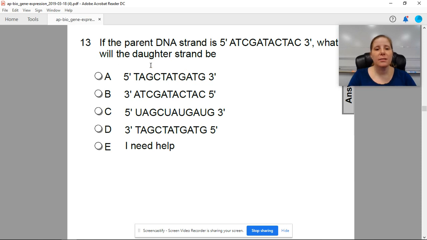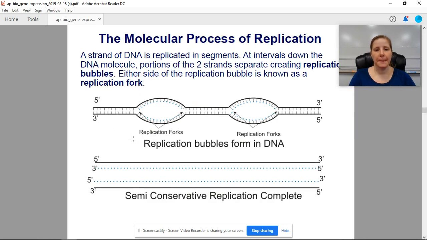A could have been a good answer if the direction was changed. B is not a good answer because it is the exact same. C is not a good answer because it's an RNA. D is the best answer.